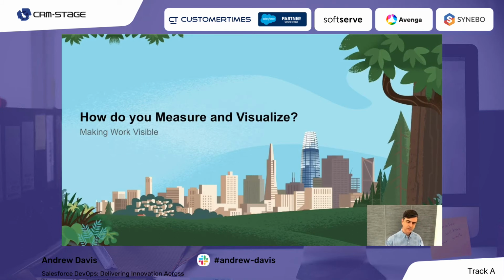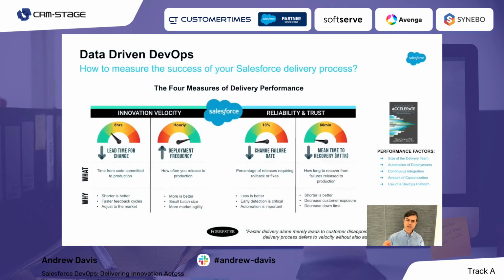But I want to start with this first concept of measurement and visualization, this concept of making work visible. I showed earlier on these 4 metrics about how some of these high-performing teams greatly excel over these low-performing teams. And I mentioned these 4 metrics, and these 4 have come to be known as the 4 key metrics of DevOps, and you can read a lot about them in this book, Accelerate, which is a best-selling book on the topic. But the first 2 of these relate to the velocity at which you can roll out changes, and the latter 2 of these relate to the stability.